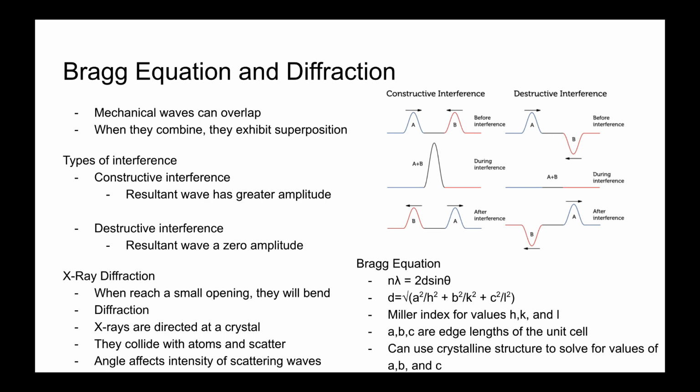Where lambda is the wavelength of the X-ray, d is the spacing of the crystal layers, theta is the incidence angle, or the angle between the incident ray and the scatter plane, and n is an integer. Then, by using Miller indices for values for h, k, and l, and the equation for unit cell size, we can solve for the values of a, b, and c, which tell us the edge lengths of the unit cell.